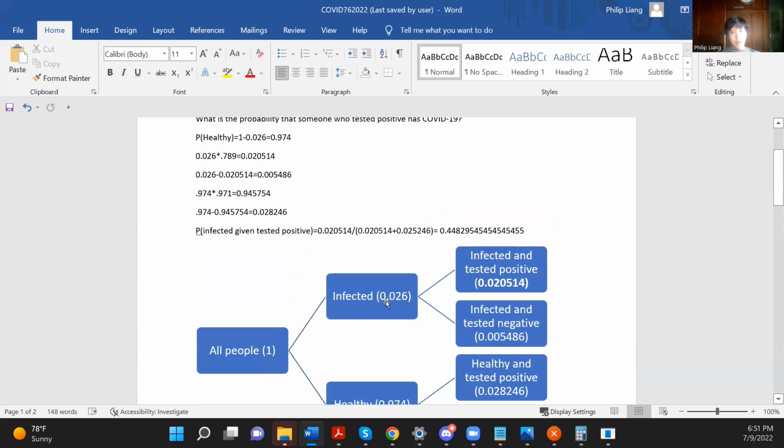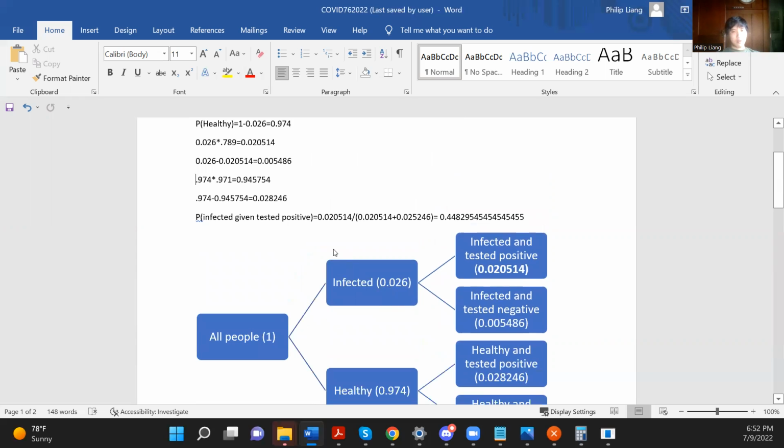0.945754. And now the rest of the healthy must have tested positive, so we can subtract the probability of being healthy and testing negative from the probability of being healthy to conclude that 0.028246 is the probability of being healthy and testing positive.